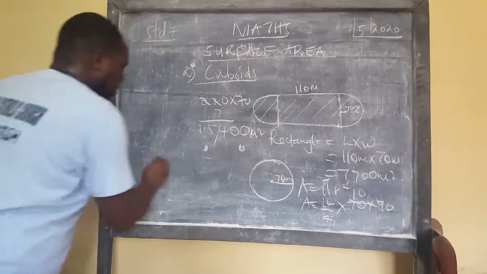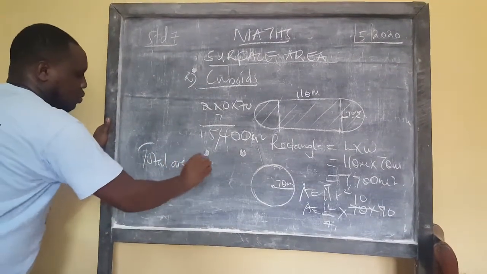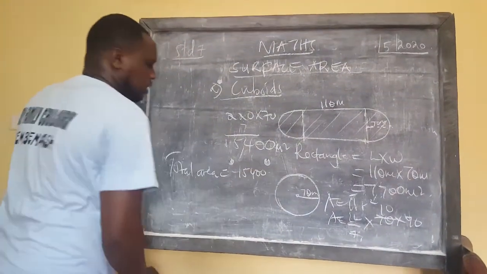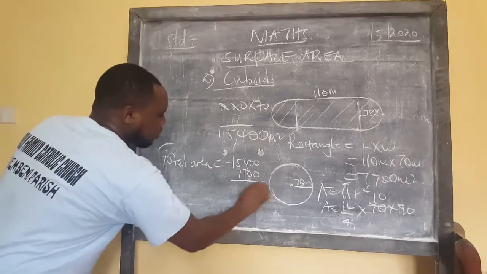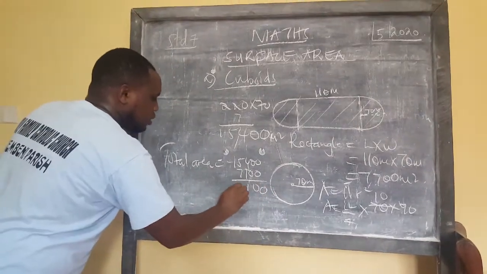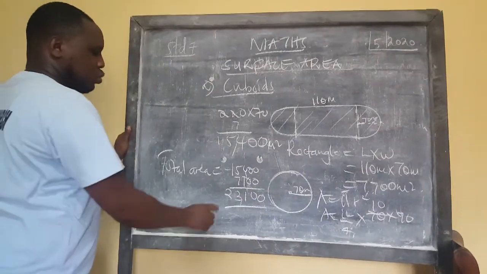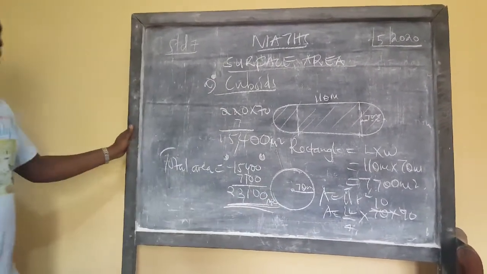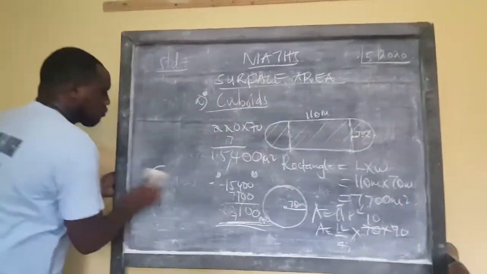So total area will be equal to this area, 15,400 meters squared, plus 7,700 meters squared. So our total area is going to be 23,100 meters squared. So that's how you can be able to do that, learner. So back to our lesson today.